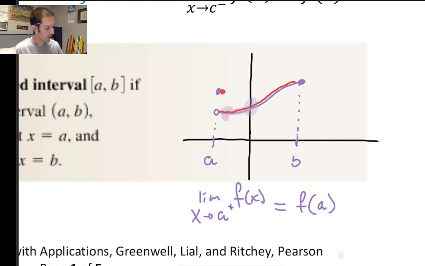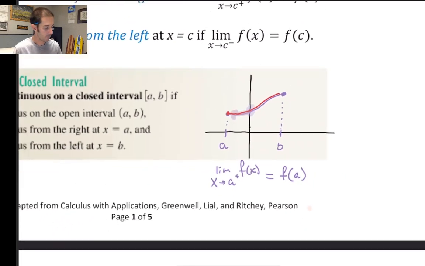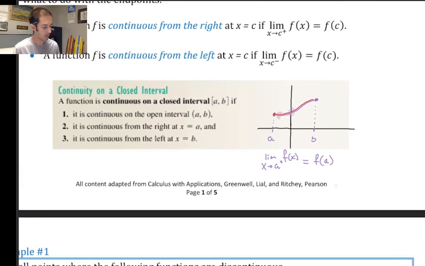when x equals a. So we do need to have this colored in so that our function is continuous even right there at the endpoint. Alright, so that is continuity on a closed interval, and we could have that same conversation about the x value of b.